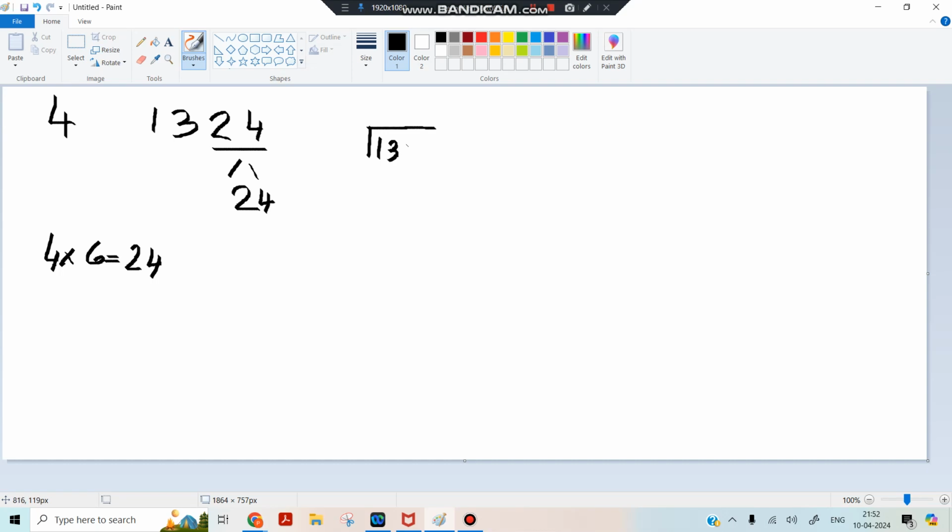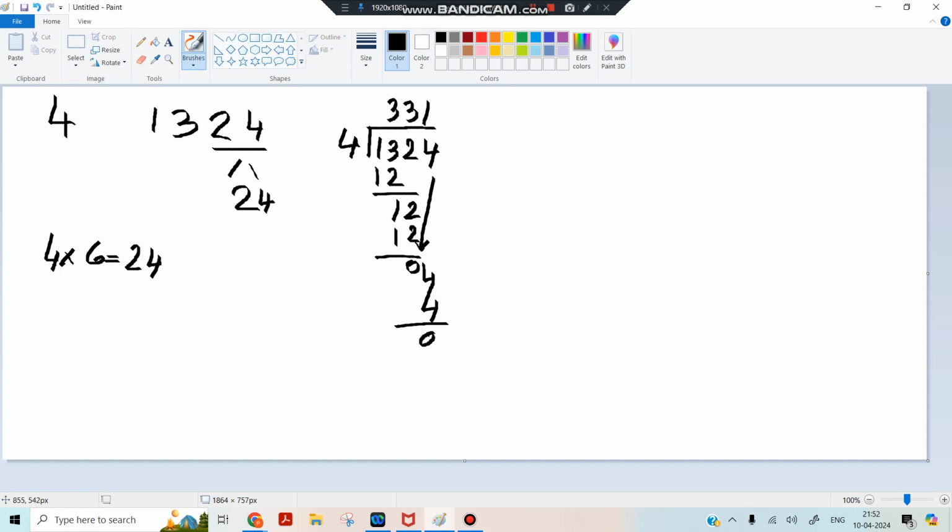Let's check it out. 4 threes are 12, remainder 1, 2 comes down, 4 threes are 12, 0, 4 comes down, 4 ones are 4.